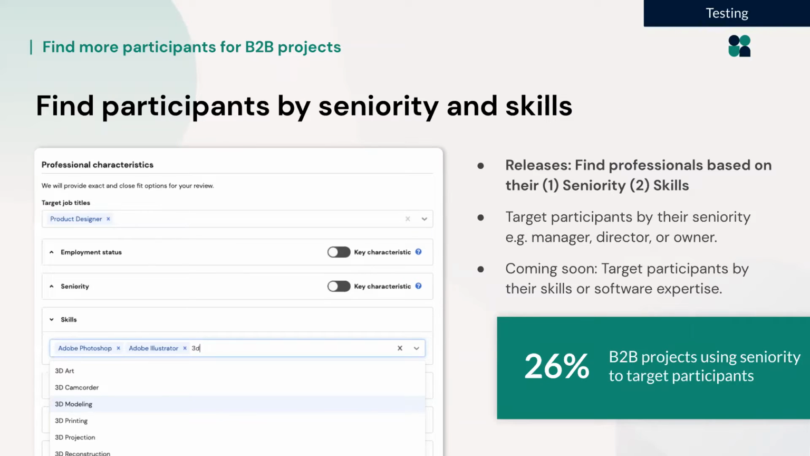And one other was, will filtering by seniority and skills cost extra? I can take this one from Kate. We do differentiate our pricing based on whether you're targeting consumers or professionals, so people based on their professional characteristics. But if you're targeting on professional criteria, this is all included. It's not an additional fee on top of that. It just is a new way to target within the professional pool.